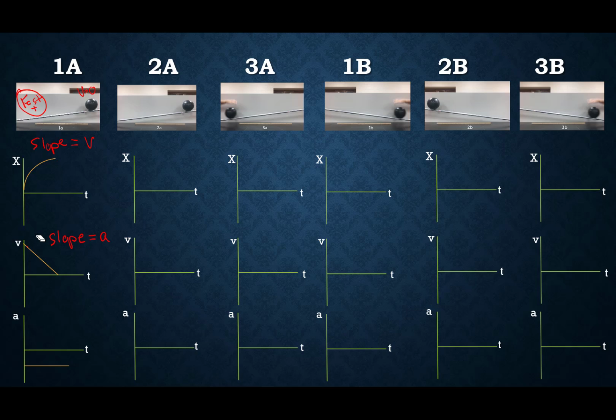Let's go on to the next one. All right, 2a. So 2a started way up here. Well, this is the position of 0. That's the origin. So we know it's got to start somewhere up here. It's not moving very fast, so the velocity up here is like 0. And down here, it's moving very, very fast.